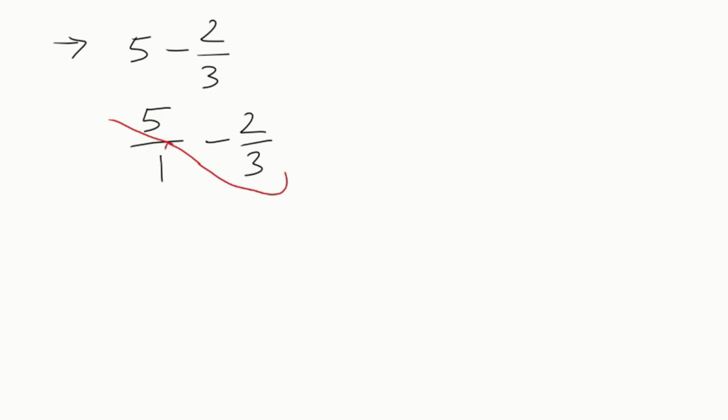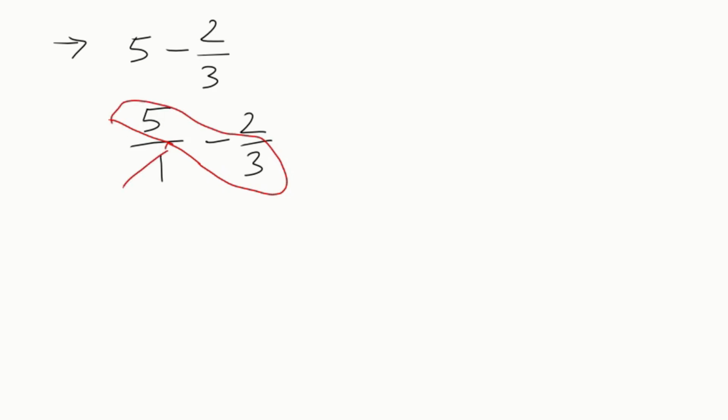I already gave it on the thumbnail. The question is 5 minus 2 by 3. I hope you all have done it. If not, we'll check the answer. Most of the students will get confused because in 5 there is nothing in the denominator, how to solve. Nothing there means 5 by 1. So 5 by 1 minus 2 by 3.